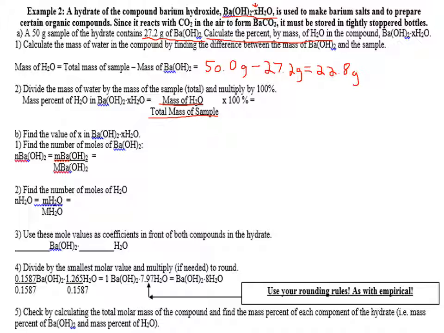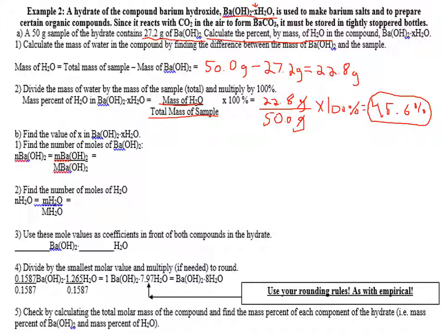So what we're going to do here is our 22.8 grams divided by 50.0 grams, cross grams out, multiply it by 100%, and let's put that in our calculator. So 22.8 divided by 50 times 100, we get 45.6, or 45.6%, sorry. 45.6% of the hydrate by mass is water.